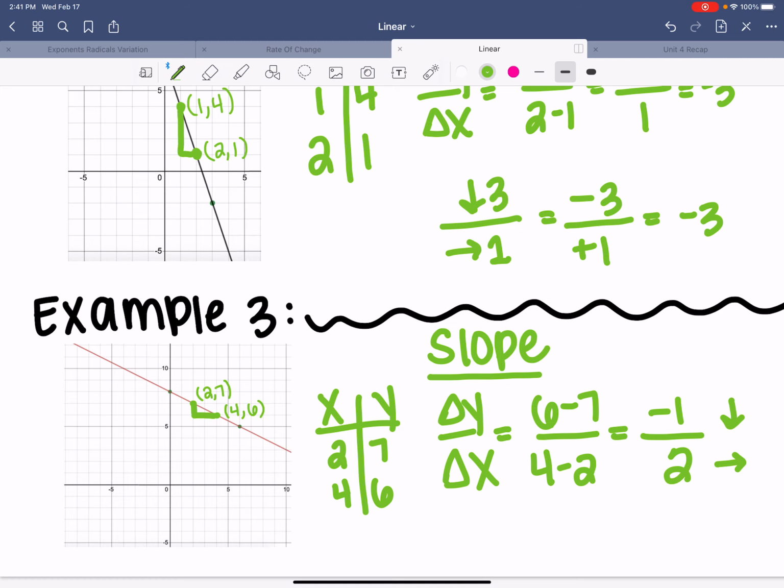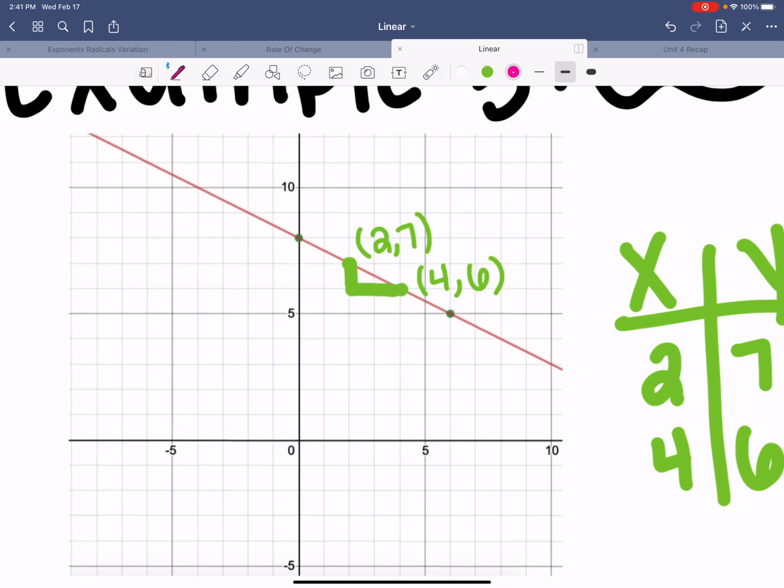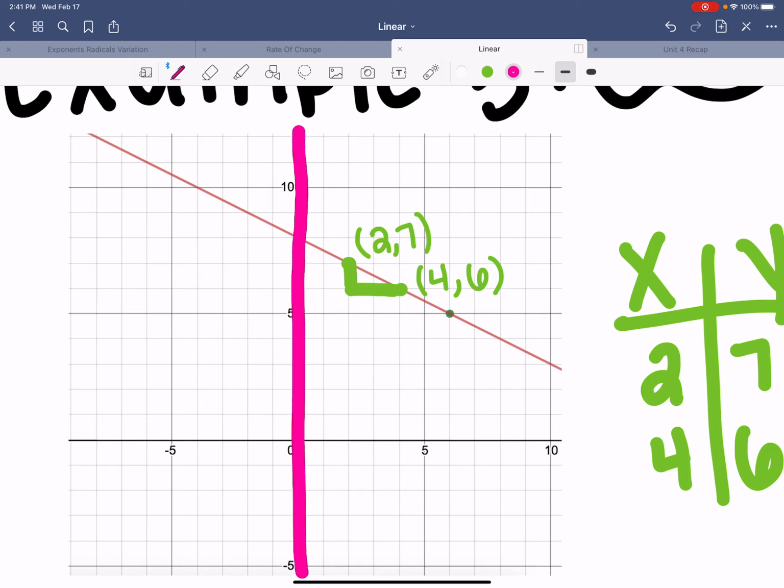Now to find the y-intercept. The y-intercept on this graph is wherever that red line crosses over the y-axis. So we can see that they cross right here at this point. And that point is 0, 8.